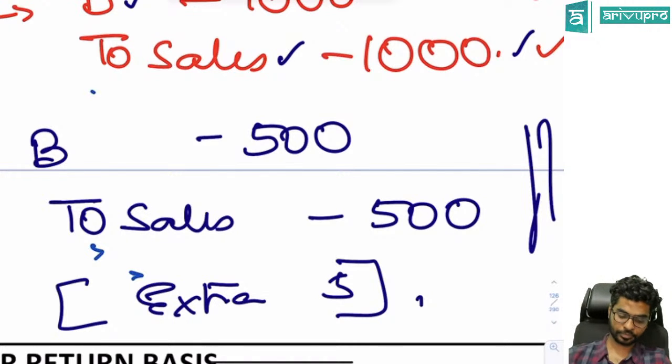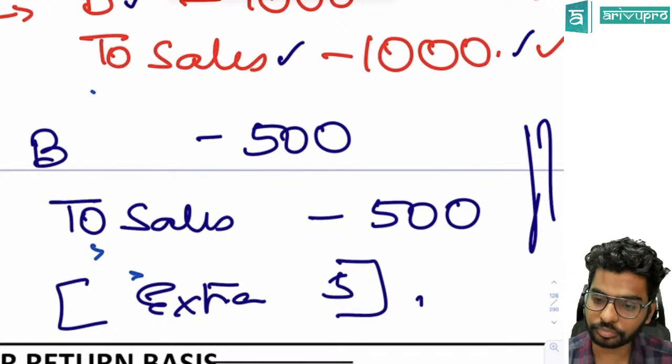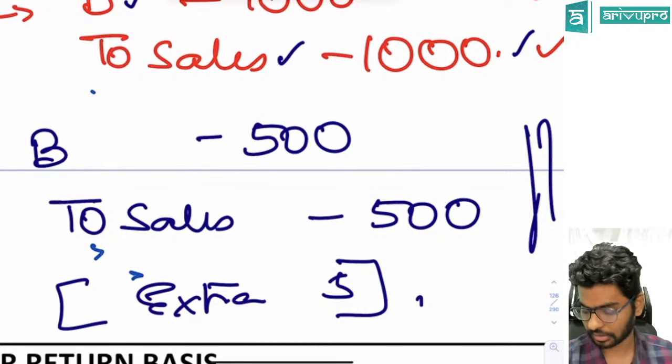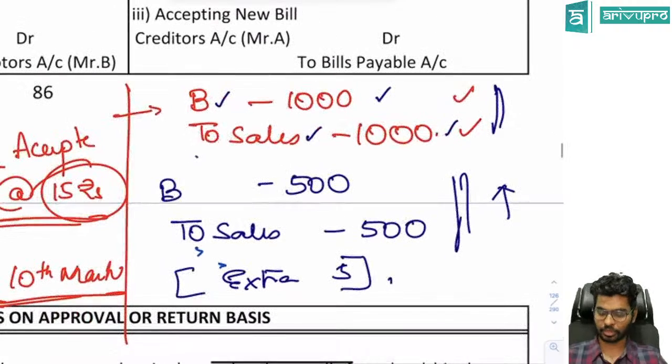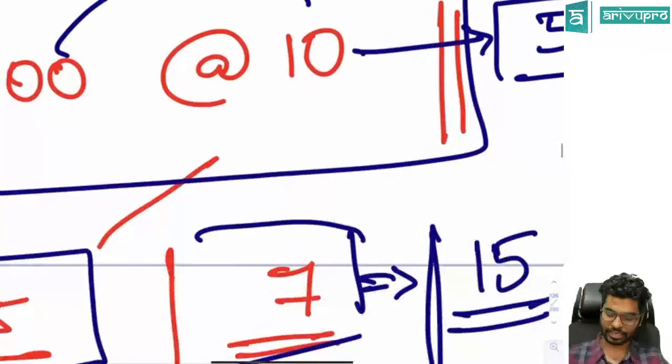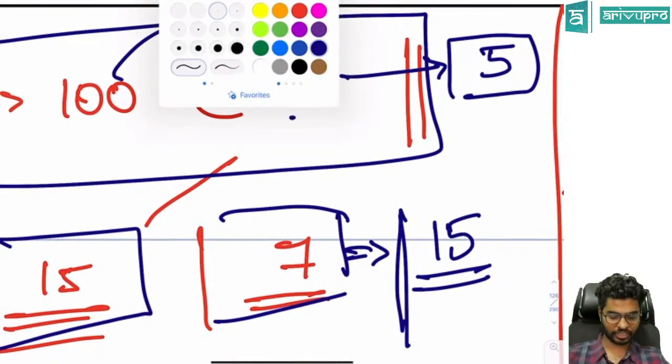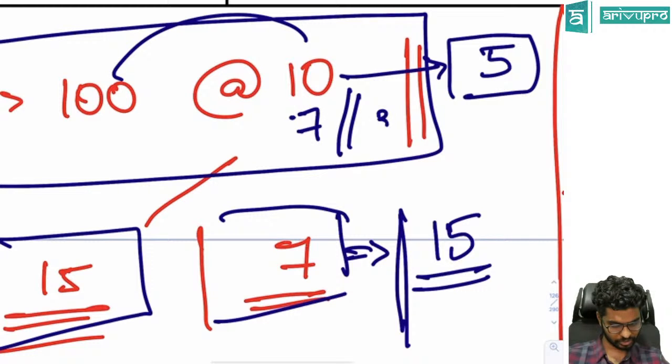Guys, are you clear? Now what happens if he accepts at 7 rupees? What happens if he accepts at 7 rupees? We reverse the entry. Why? Because I have already recorded at 10, but now I have to record it at what? 7. So I'm losing out what? 3 rupees.